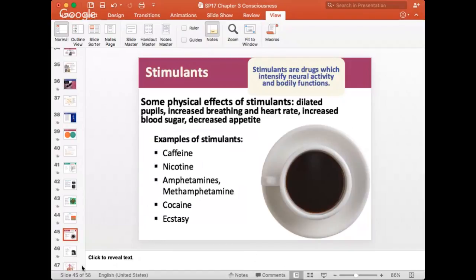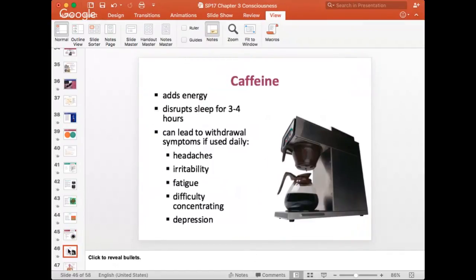So caffeine is the most readily accessible, and it's completely legal. The job of caffeine is to add energy to your system. It is a psychoactive drug, though, because it is altering your conscious awareness, and it is altering your perceptions and your moods and things like that. So it is a drug. There are not as many adverse reactions with caffeine as there are with heroin, which is why it's legal.